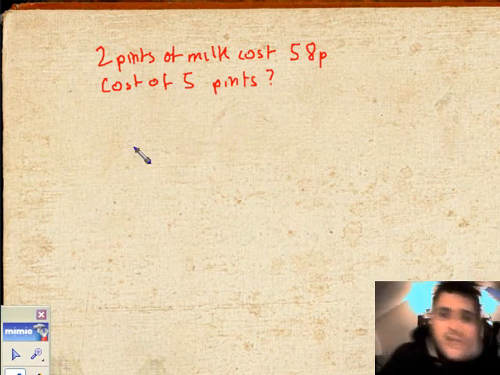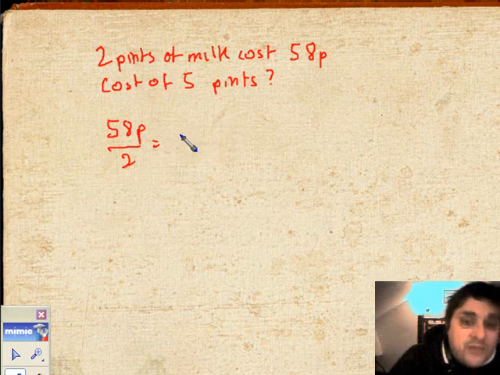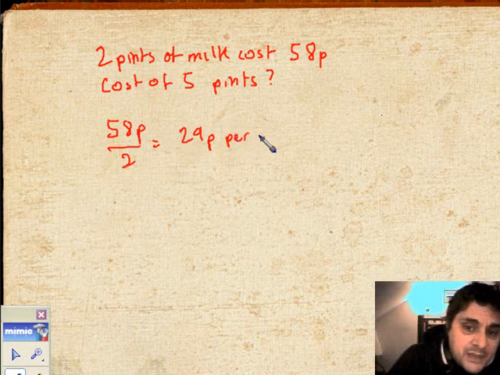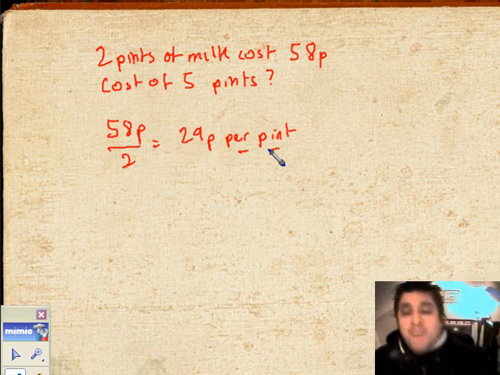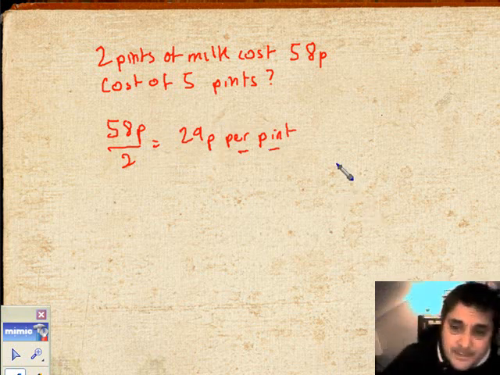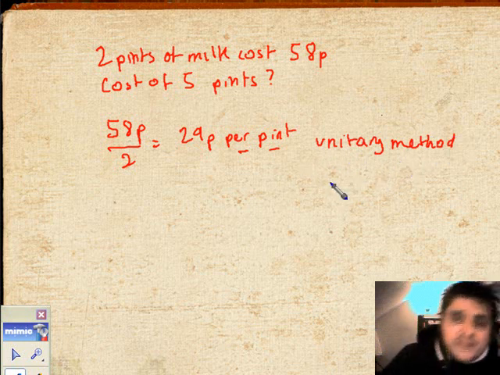Now, very simple. We take our 58p and we divide that by 2 to give us the cost of 1 pint. So we're looking at 29 pence per pint. Alright, so it's this per pint means I found the cost of just 1 pint, hence unitary method. I'll write it over here. So I found the cost of 1 item or 1 unit.